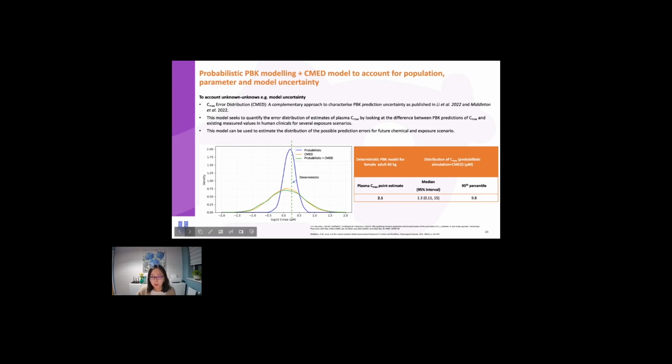You can see from the figure on the left the different estimation outputs on Cmax obtained from different strategies. The green one is the widest prediction, which we got from this probabilistic PBK model combined with the CMAT approach. So basically we then use the 95th percentile from this green distribution going forward in our risk assessment together with the bioactivity data.